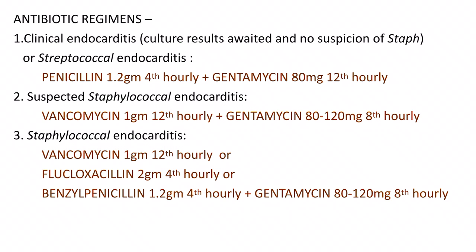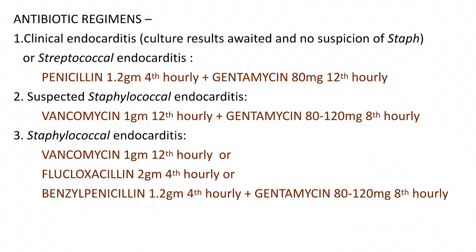The second scenario is like this. In cases of suspected staphylococcal endocarditis, what we give is vancomycin 1 gram every 12th hourly in combination with gentamicin 80 to 120 milligram every 8th hourly. This was in suspected staphylococcal endocarditis.